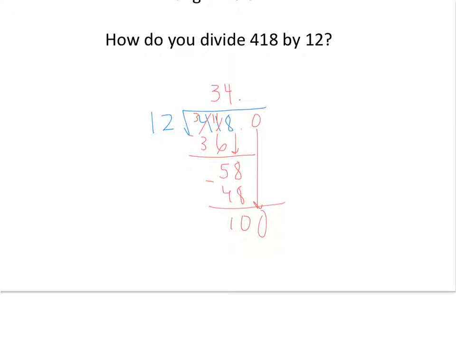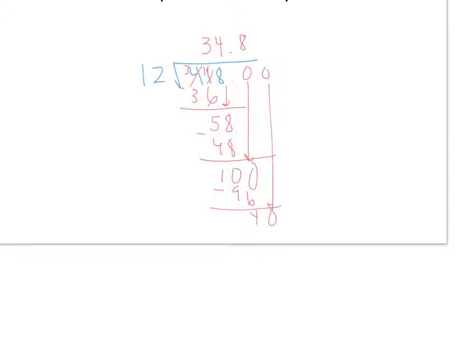12 goes into 100 how many times? It goes in there 8 times. 12 times 8 is 96, and now I subtract. 100 minus 96 is 4. Bring down another 0. 12 goes into 40 how many times? It goes in there 3 times. 12 times 3 is 36.